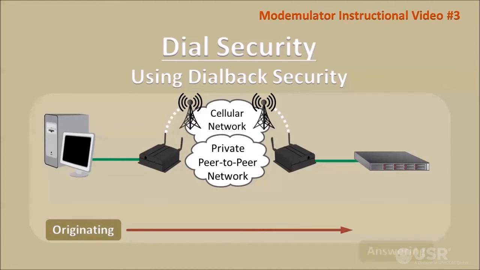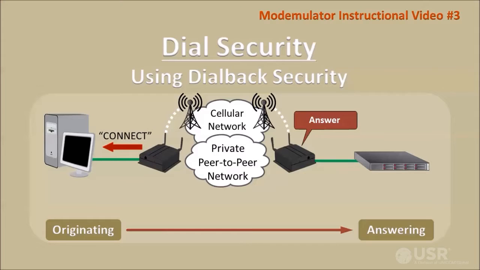The user or application at the originating end wants to use a modemulator to originate a connection to the answering end. The user or application starts by sending a dial command to the originating modemulator. With Dialback security enabled, the answering modemulator answers, either manually or using auto answer, but only the originating modemulator reports the connection. The answering modemulator then sends a dialback prompt across the network and through the originating modemulator to the user or application at the originating end.